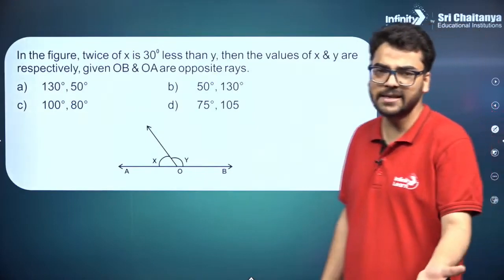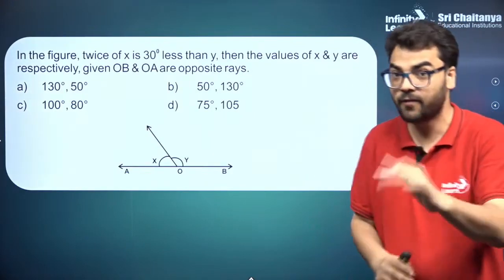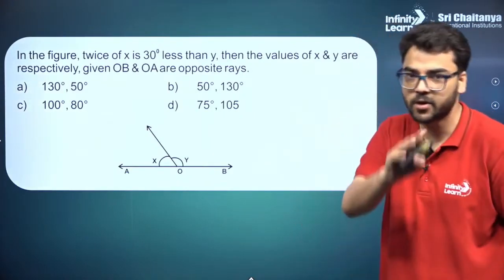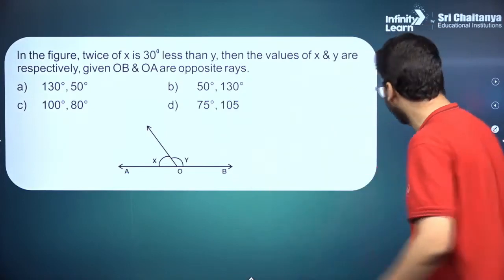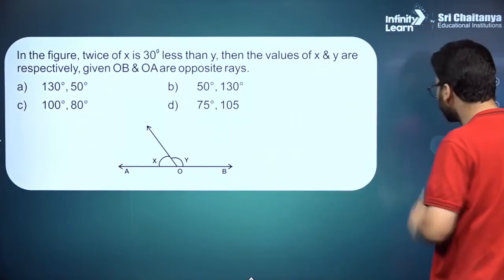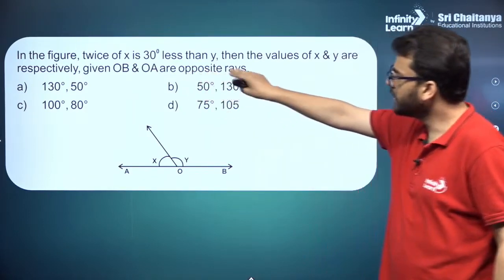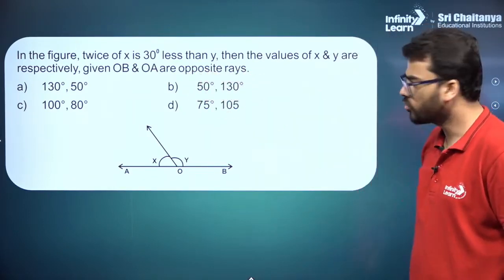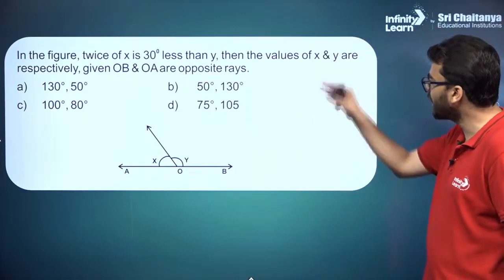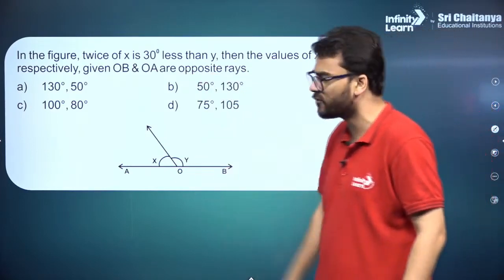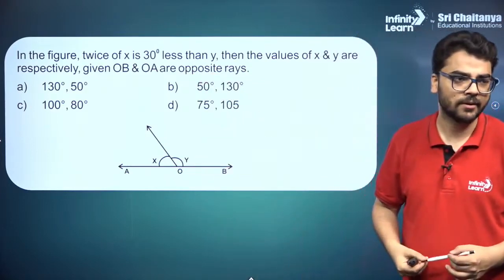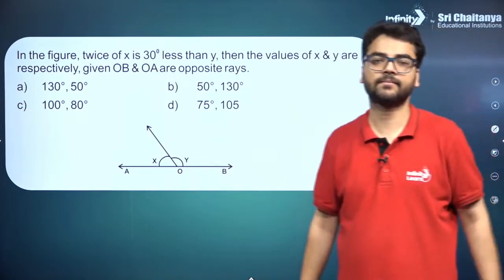You know, the topic is very simple, but these are the basics. Therefore, I thought to take these things because these are very important. Try doing this one and let me know the answer over here, guys. It is given in this figure that twice of x is 30 less than y. Twice of x is 30 less than y, then the values of x and y are respectively what? Over here. Try doing this one.